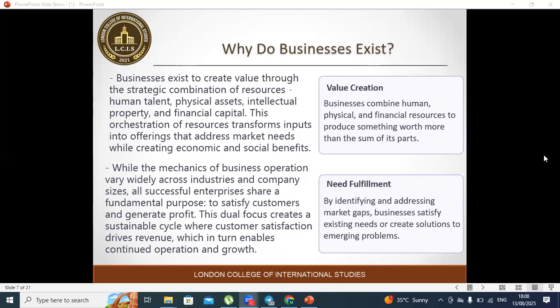So let's talk about what I will gain from my own business. The value creation. Businesses combine human, physical, and financial resources to produce something worth more than the sum of its parts. I give you something, you give me something. Or need fulfillment. By identifying and addressing market gaps, as I said before, I will search for the gaps in other markets and I will bring it to my market. Businesses satisfy existing needs or create solutions to emerging problems. That's what we are doing in ترجمان العرب.